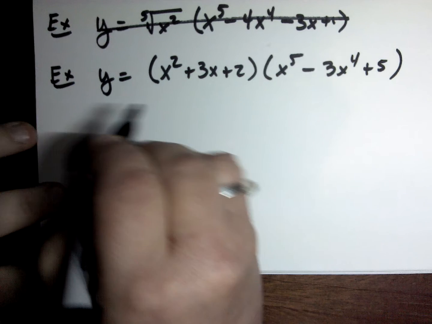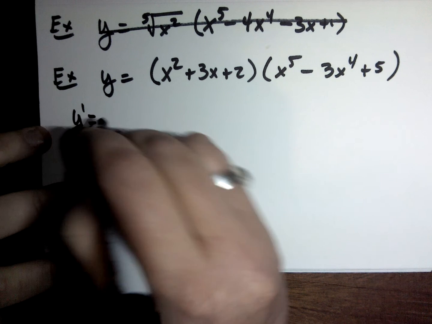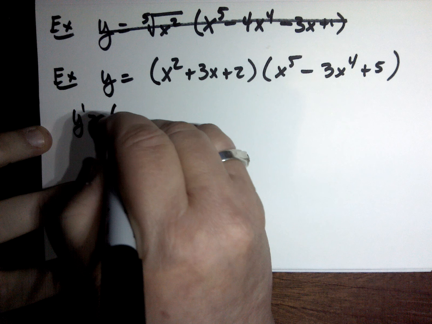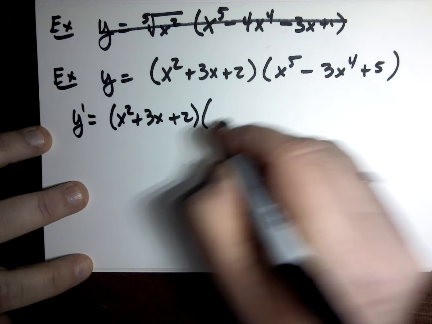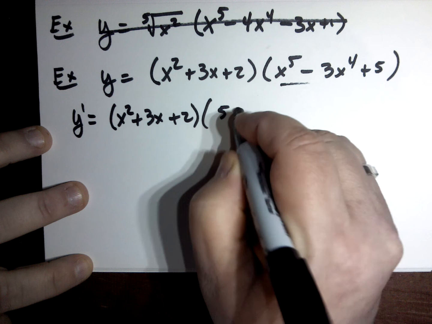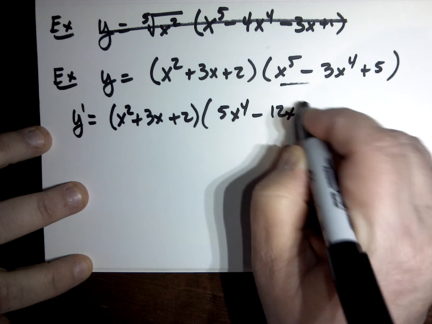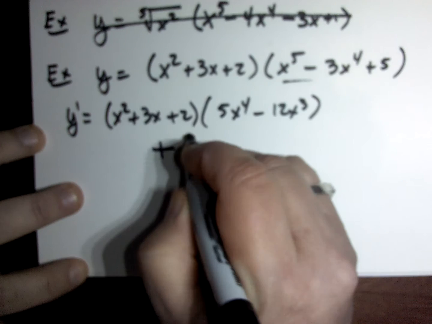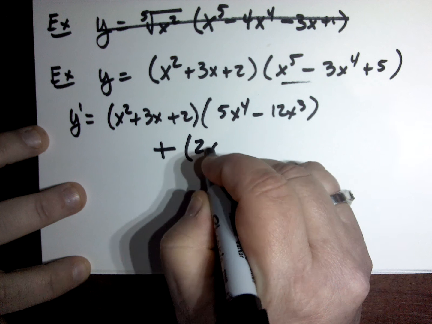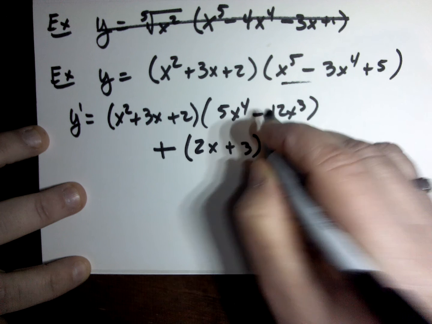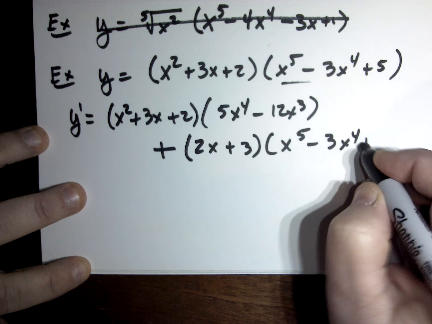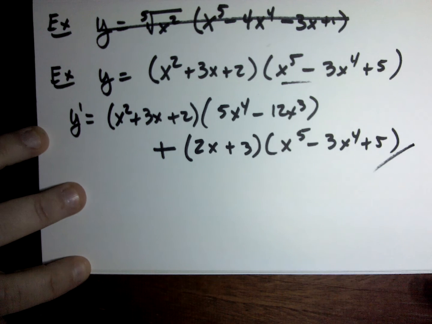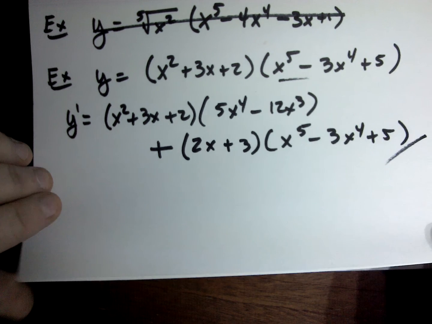And if I just want the derivative, then I will say y prime. I have the first. So copy all that down, 3x plus 2. The derivative of the second is 5x to the fourth minus 12x cubed. Plus, now I take the derivative of the first one, 2x plus 3, and leave the second one alone. x to the fifth minus 3x to the fourth plus 5. And there's my derivative. What if we have more than one thing multiplied together?